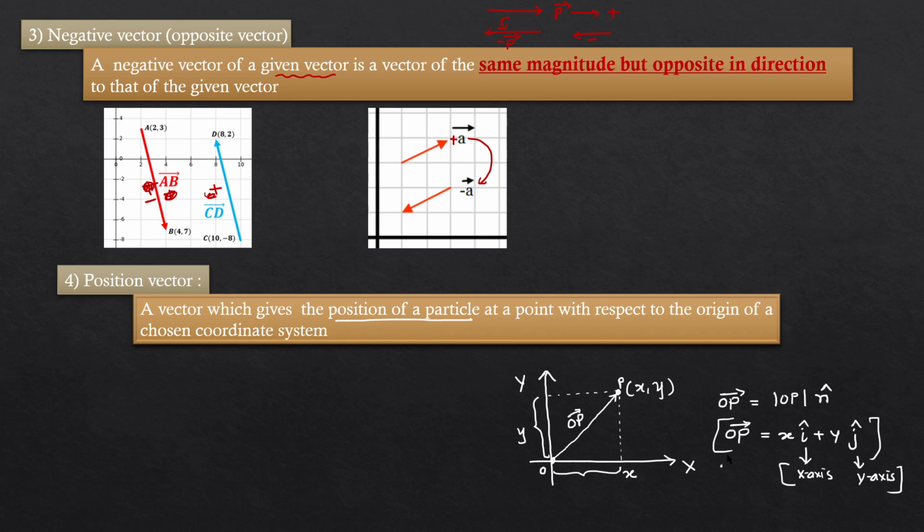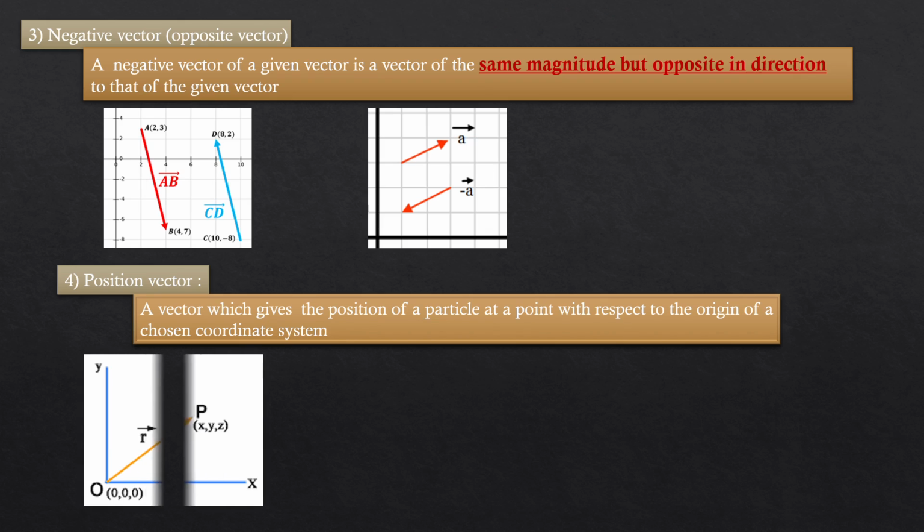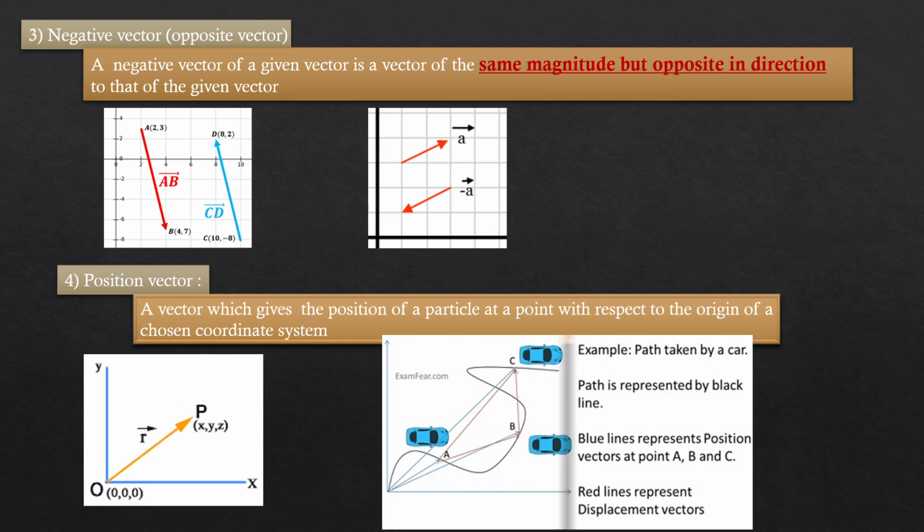This is the position vector. So this is the position at point A. What is the position of this car? Position vector at point B. What is the position of this car? Position vector at point C. What is the position of this car? Position vector. Now next, unit vector. It's an important vector. Unit vector.